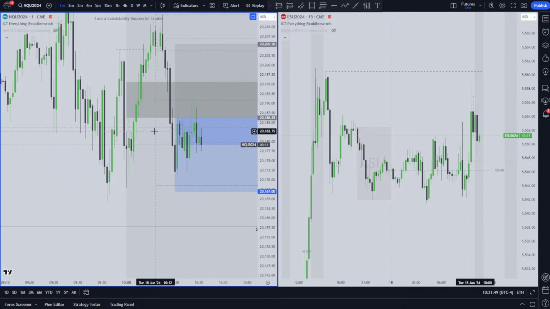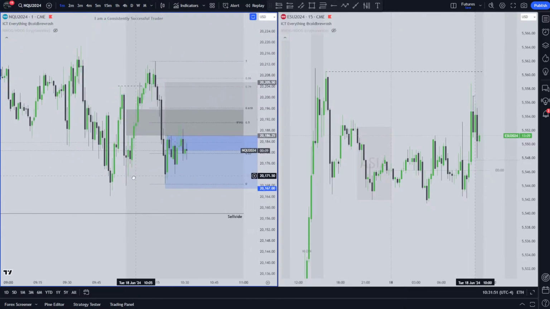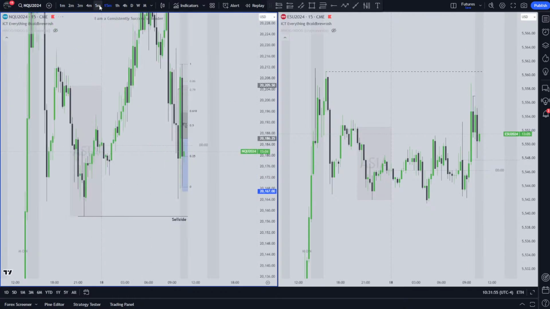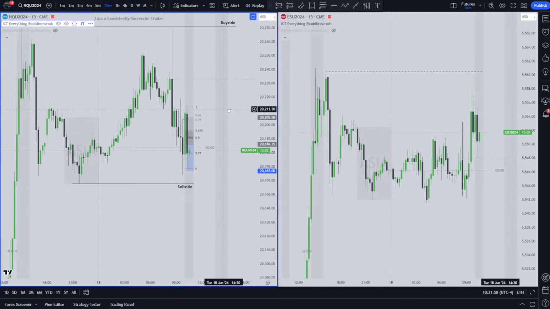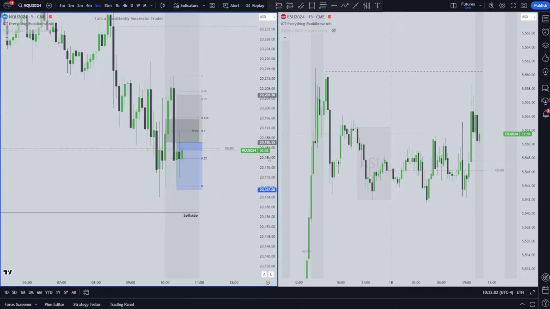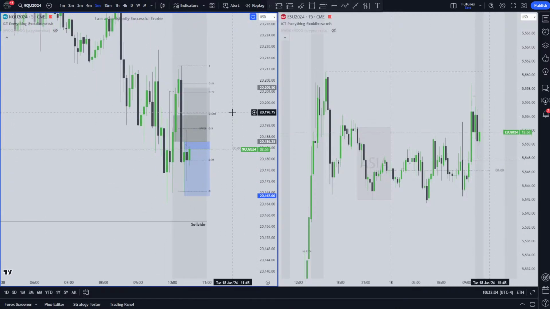I don't check the 1 minute, but I will just have a peek. Yeah, and then we stay off. We need to stay on the higher time frames to make sure we don't get ourselves in some mess trying to mismanage a trade due to a 1 minute PD array.